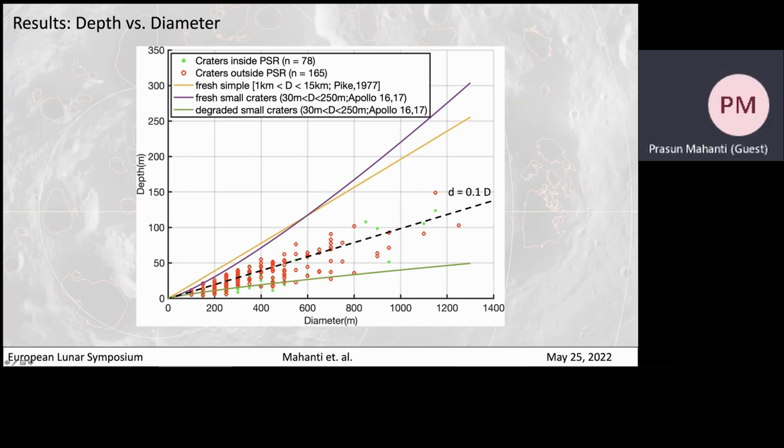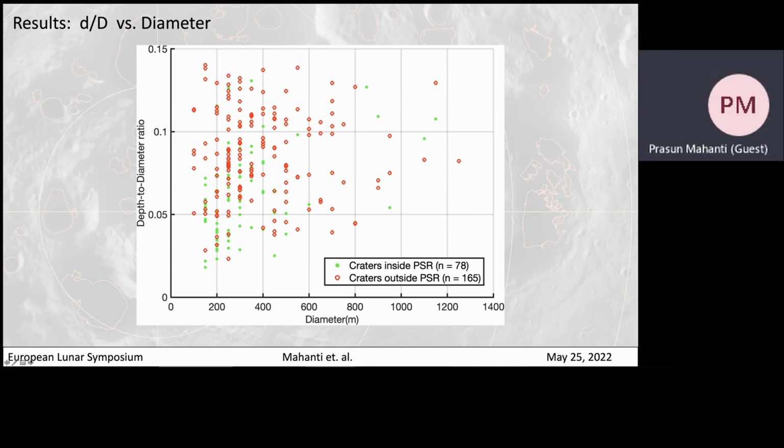So what do we see? If you notice this line, this is the fresh small craters. And this one is the fresh simple craters from Pike's work. And these ones are the degraded small craters from our earlier Apollo work. The craters here fall between these two. So they are not really very fresh, and they are not completely degraded. And there's another result here: the depth to diameter ratio of these craters are all below the 0.15 mark.